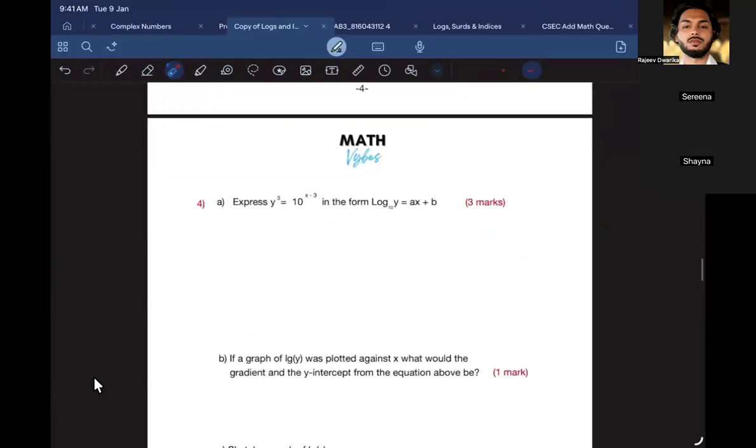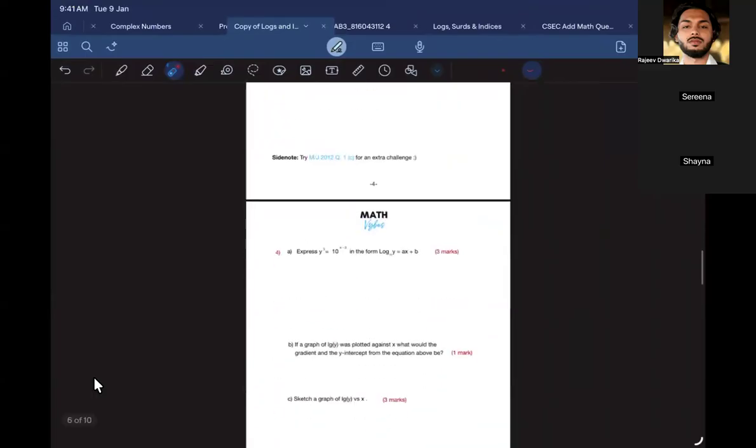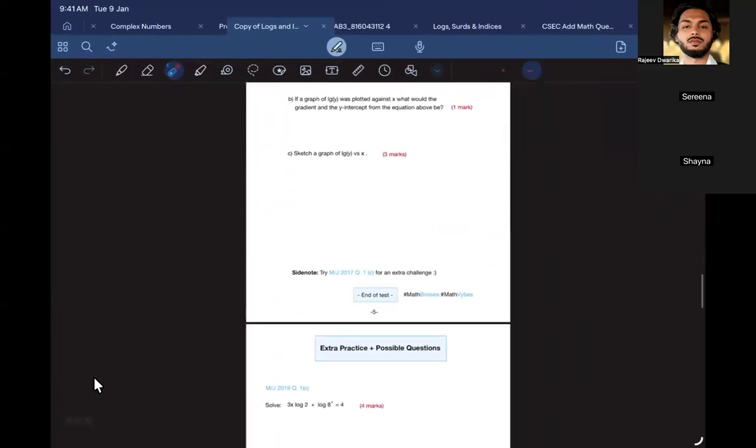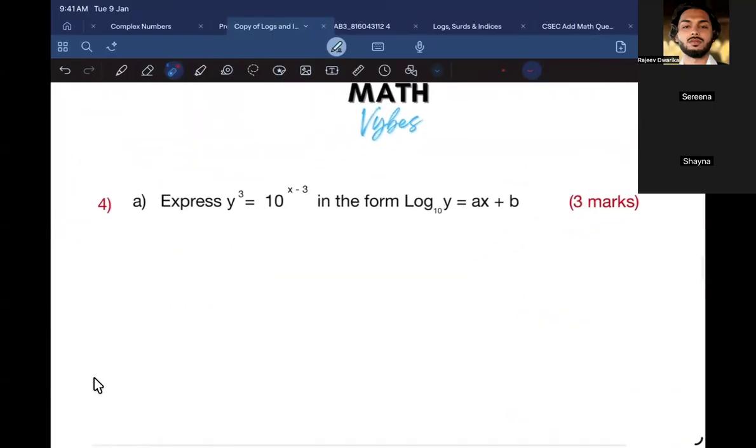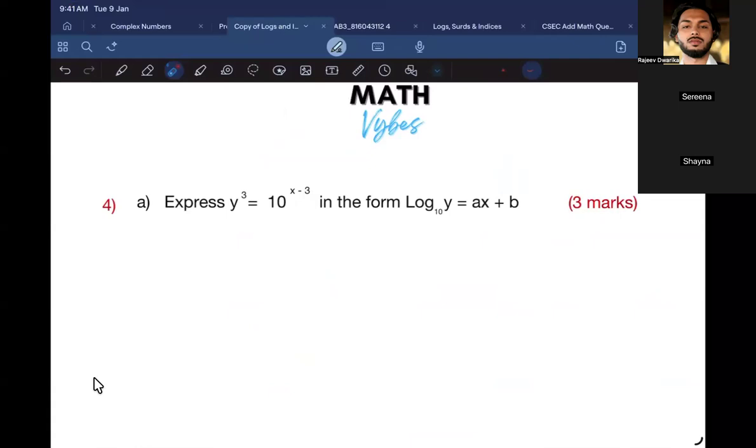I feel like I should do the graph questions with you all, because that's the latest thing we did. What do you think? Yes, sir. All right, so let's handle this question. Express y to the power 3 is equal to 10 to the power x minus 3 in the form log base 10 y is equal to ax plus b.